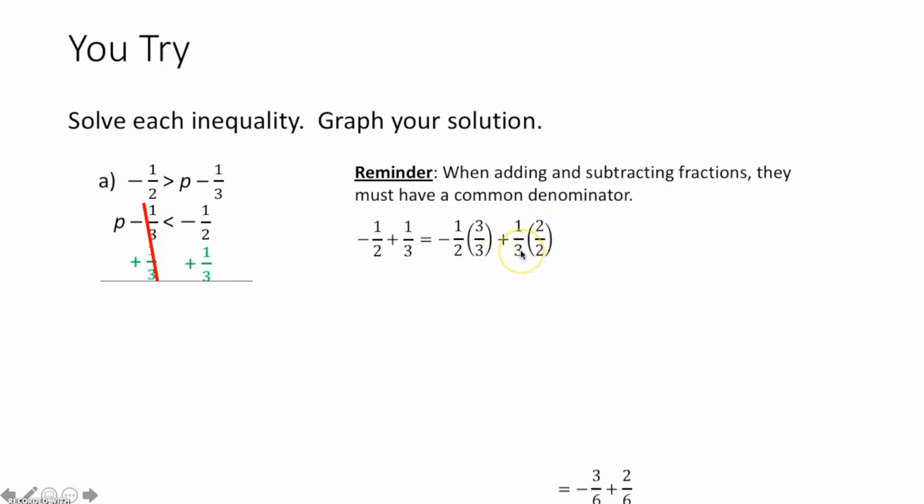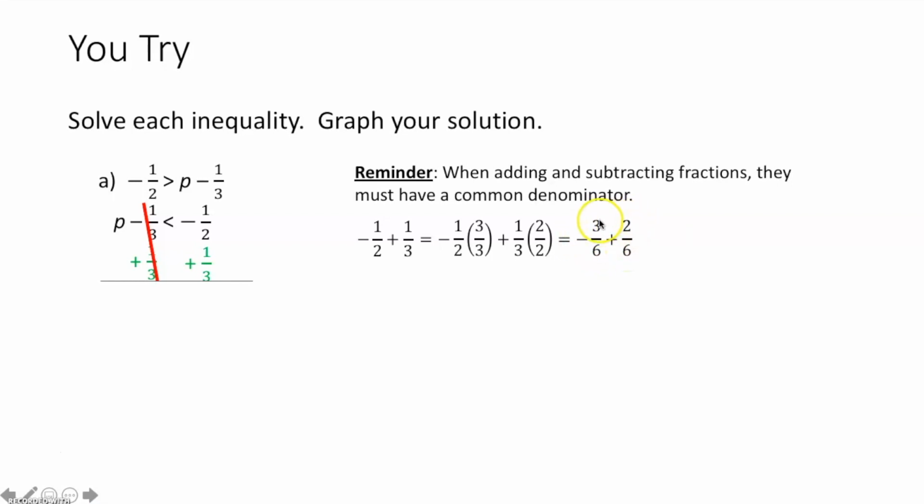2 times 3 is going to be 6. Now, these fractions mean the exact same thing as these fractions, right? If I simplified these all the way down, I would get this. The only difference is now they have the same denominator, so I can add them together. So what is -3/6 plus +2/6?